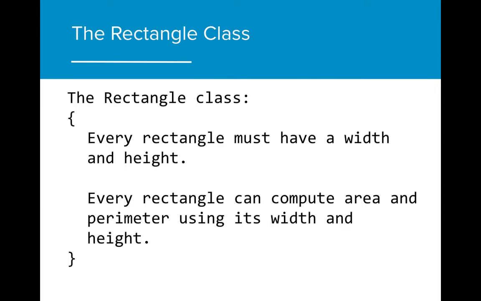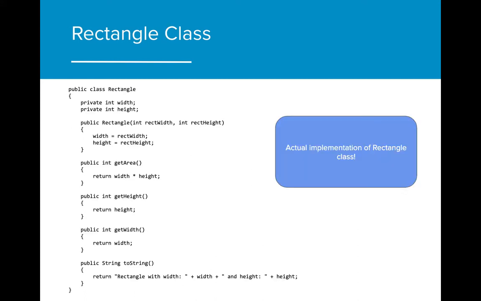In the rectangle class that we used in the last lesson, we declared that every rectangle must have a width and height, and can compute area and perimeter. A rectangle cannot be created unless it has a width and a height, and will always be able to compute the area and the perimeter. But what exactly does this look like in Java? This is what the actual implementation of the rectangle class looks like.